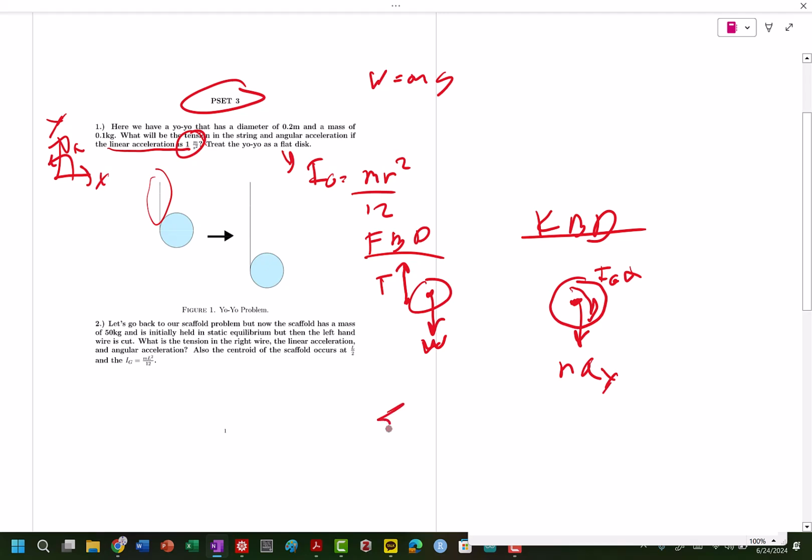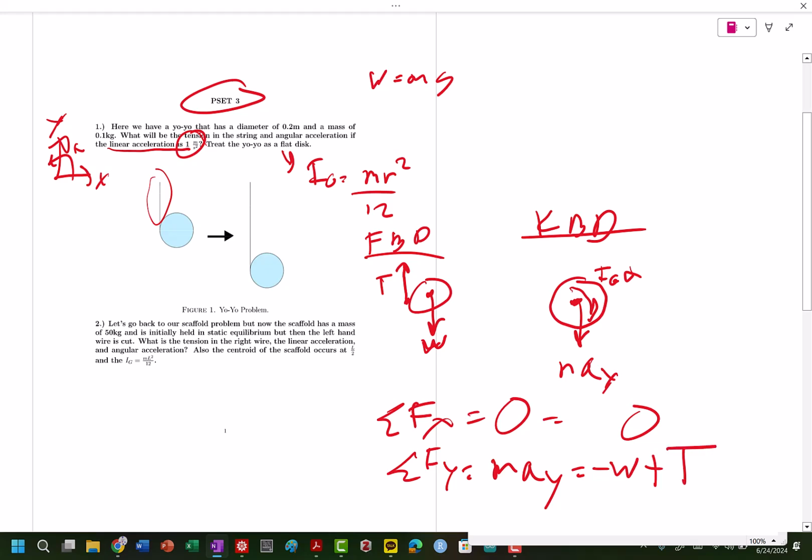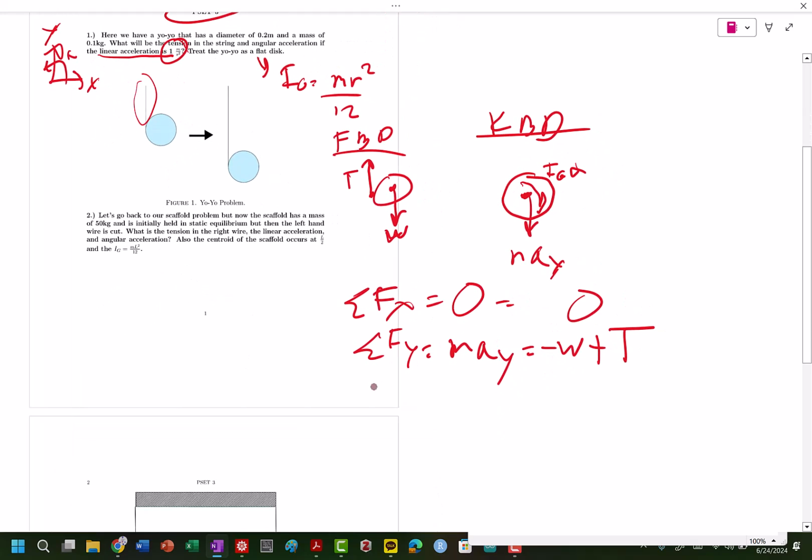All right, let's go to our critical expressions. The sum of the forces in the x direction is none, so that equals 0. The sum of the forces in y is just going to equal our mass times our acceleration in y, which equals minus w plus t in our notation here.